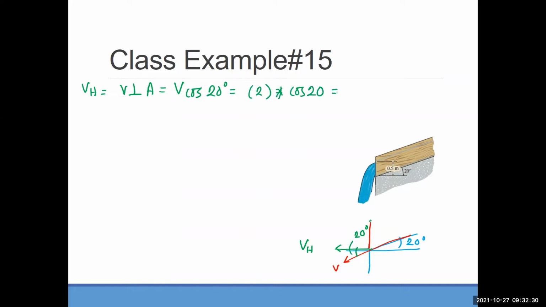What is the value of that? Say it loudly. 0.8. Okay. So that is 1.88 meter per second, right? That was the velocity. Now we can calculate, what was the area?